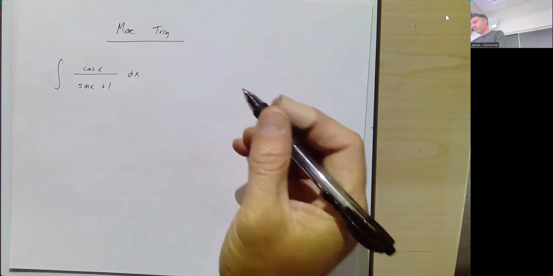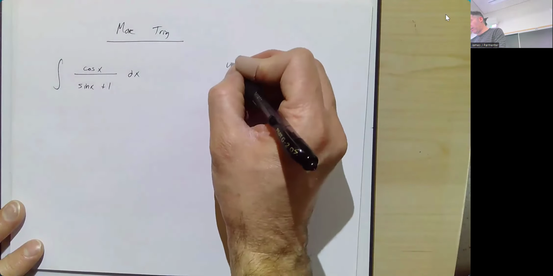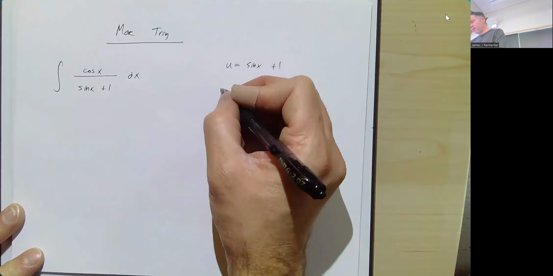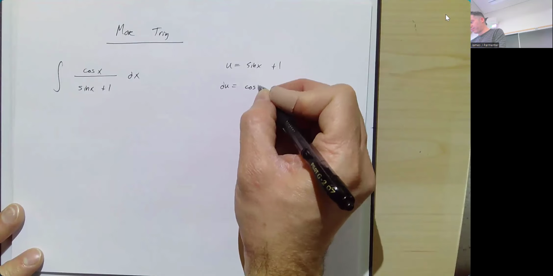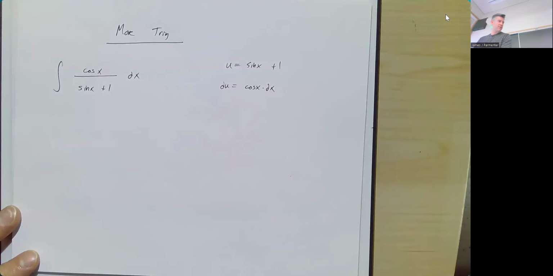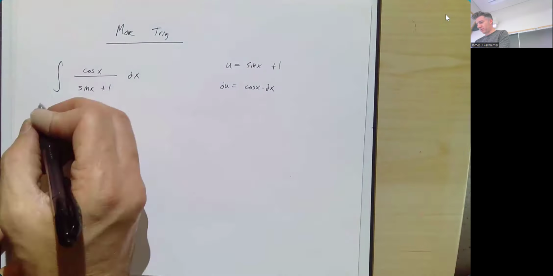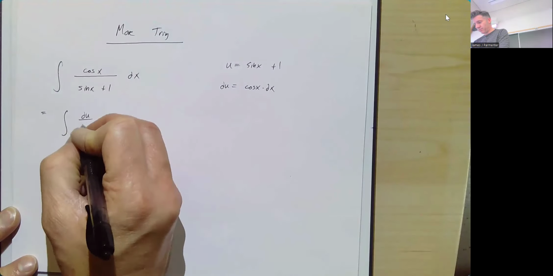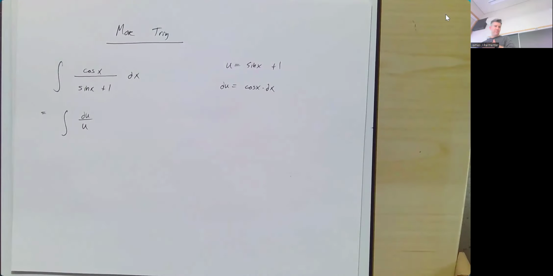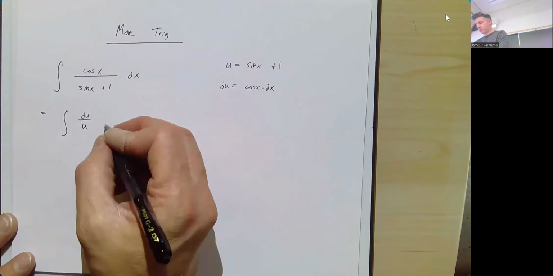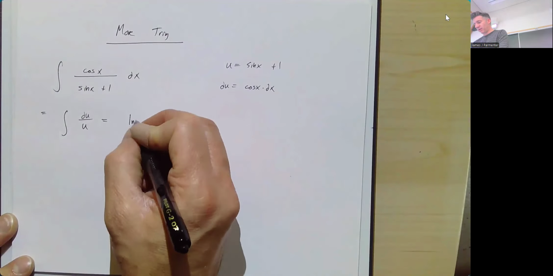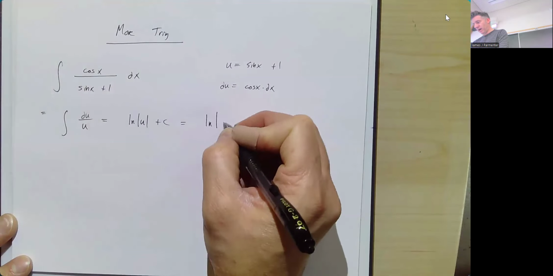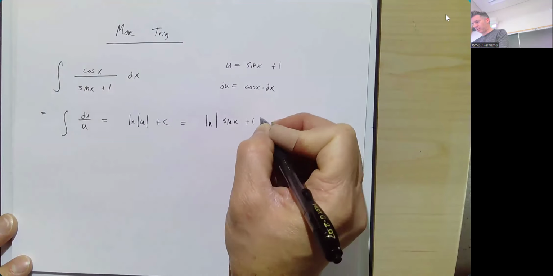So here, I might let u equal sine of x plus 1, and my du is exactly cosine of x times dx. So this integral is going to become the integral of du over u, which is then going to be the natural log of the absolute value of u plus c, which is the natural log of the absolute value of sine of x plus 1.